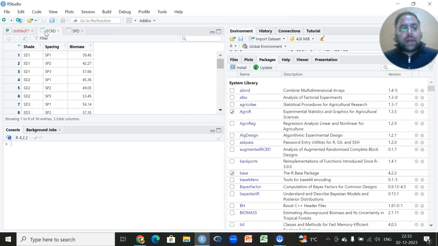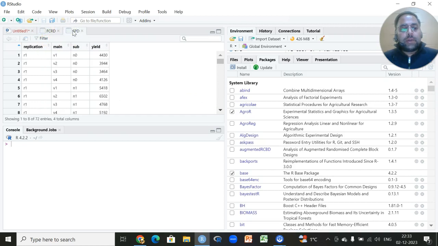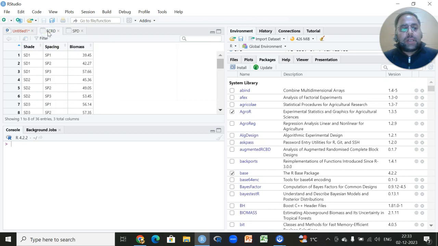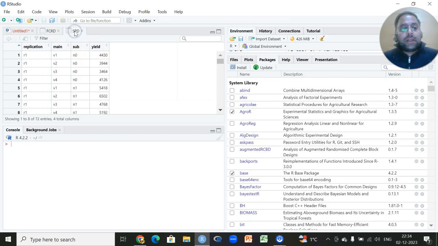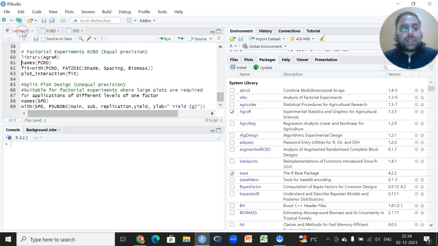The first one is Factorial CRD and the second one is split plot design. Factorial CRD is treated as a traditional factorial example. For a traditional factorial experiment, we have two factors, shade and spacing, and a response variable known as biomass. We have another experimental data for split plot design. We have blocks, or replications, main plot, subplots, and the study variable here is yield. We will start with the first one, Factorial CRD.